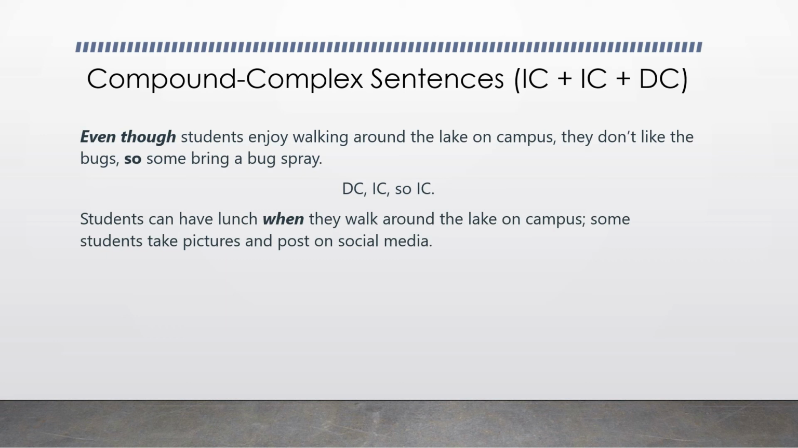Let's look at the second example. Students can have lunch when they walk around the lake on campus. Some students take pictures and post on social media. You begin your sentence with an IC, students can have lunch, followed by a DC, when they walk around the lake on campus, and you finish your sentence with another IC. Some students take pictures and post on social media.